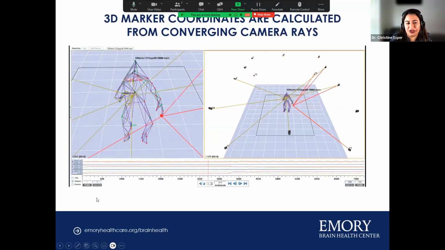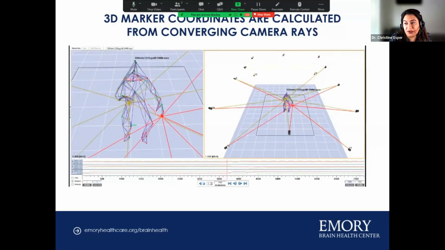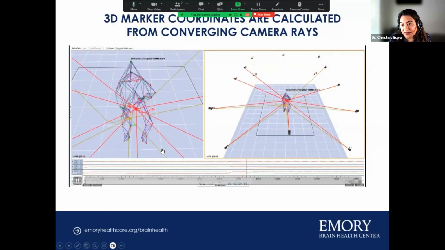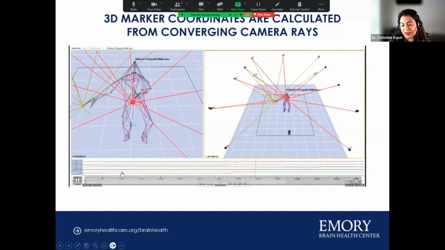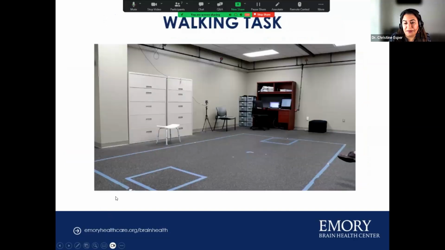So this slide shows the 3D marker coordinates from the converging camera rays. Here we see that it's focused on the left hand during some of the action components, and then the right hand as well. And here is a video of a patient walking in the lab, just to show you a demonstration of what we're recording.